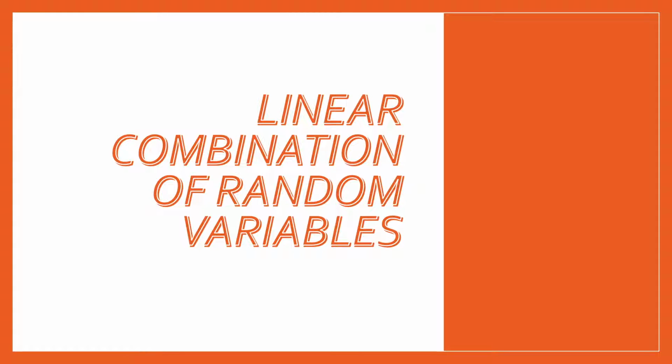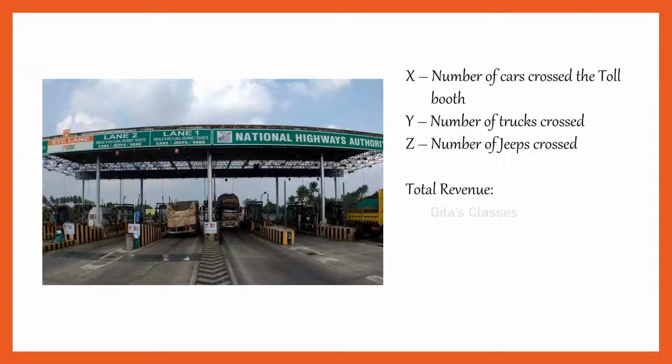So today we are going to see linear combination of random variables. I'll give you some real life examples. Consider a toll booth and X represents the number of cars that crossed the toll booth. Let us assume capital Y as the number of trucks crossed on a particular day. Let Z represent the number of jeeps crossed the toll booth on a particular day.